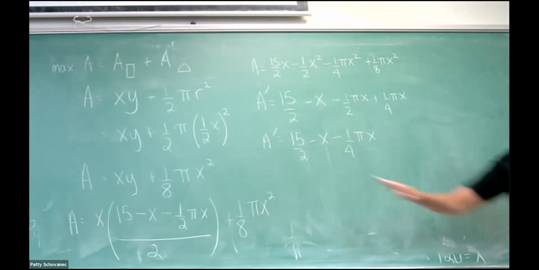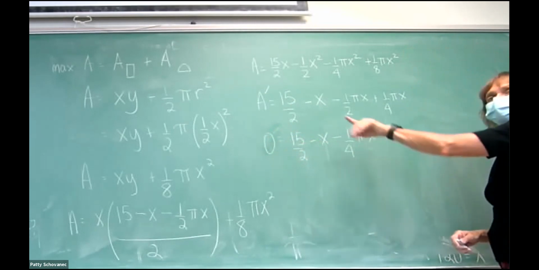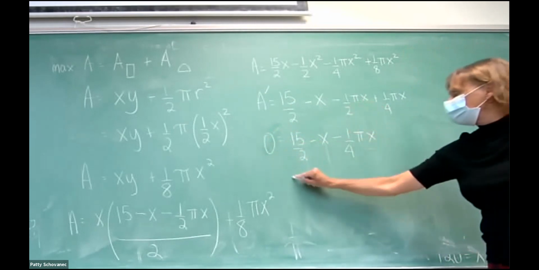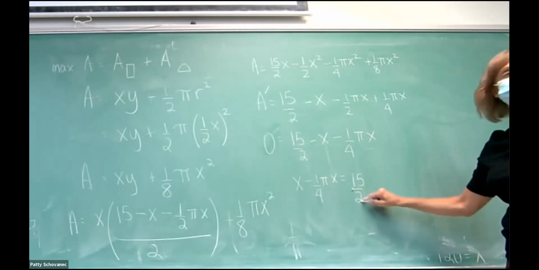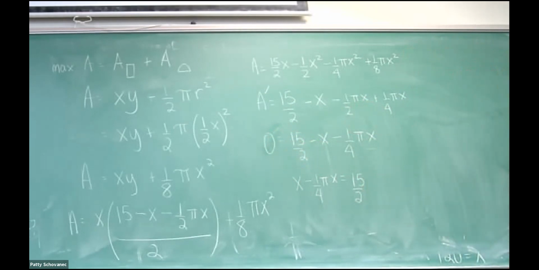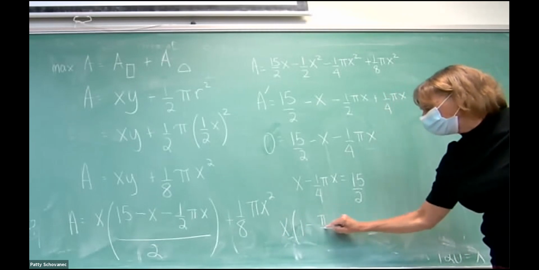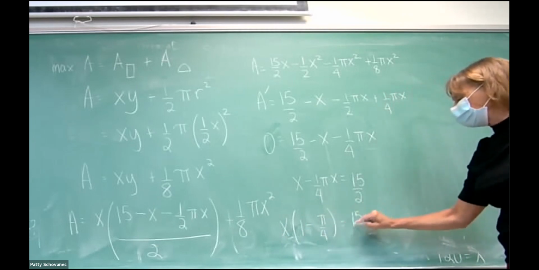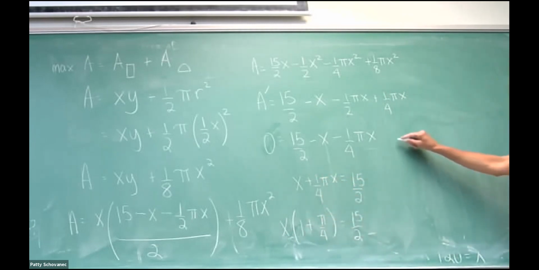Trying to solve for x, so when we put a 0 over here, let's take both of these x's to the other side. So I have x minus 1/4 pi x, 15 halves. And I take them to the other side so I can factor out the x. X times 1 minus, we write that as pi over 4, is equal to 15 halves. So x, oh, it's plus, right? Thank you. And so x is 15 halves divided by that number.